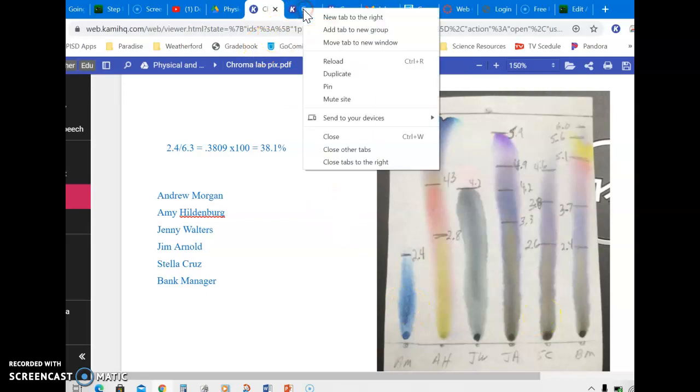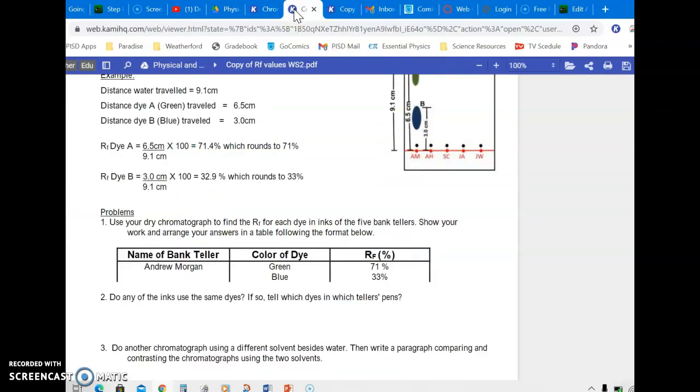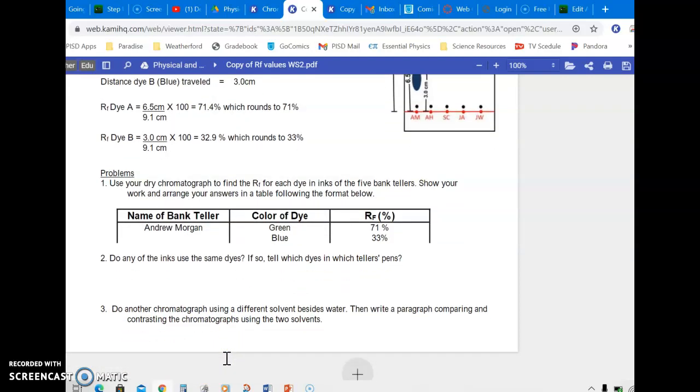You will need to put this on a piece of notebook paper, and then maybe take a picture of it and submit it to me. Then also answer this question: do any of the inks use the same dyes? And if so, which dyes and which tellers' pens? You do not have to do number 3. Number 3 says do another chromatograph using a different solvent besides water. Since you're at home, you can't do that, so don't worry about that, and that's kind of an extra credit assignment anyhow. If you're interested in trying an extra credit assignment like that, then let me know and we will tell you how to do that.